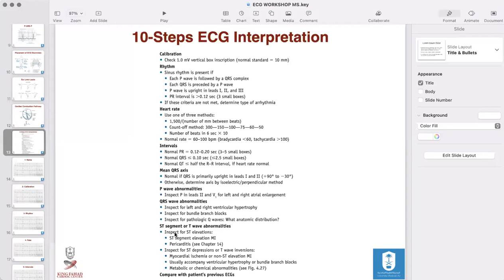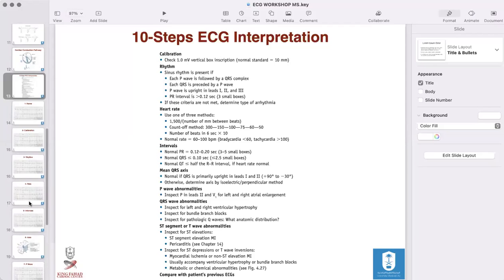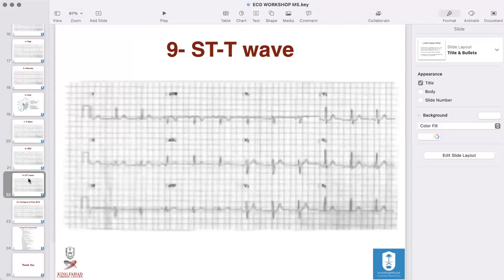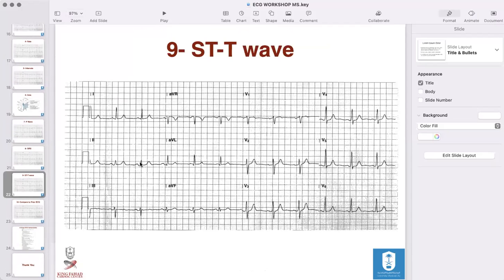So when you inspect for ST elevation, you try to compare it to the TP segment. If the ST elevation is really high, your reference is the TP segment. If it goes up, there's a differential for ST elevation, of course, but in general, if you're going to comment on ST elevation, your reference is the TP segment, which is between the end of the T wave and the beginning of the P wave. Okay?